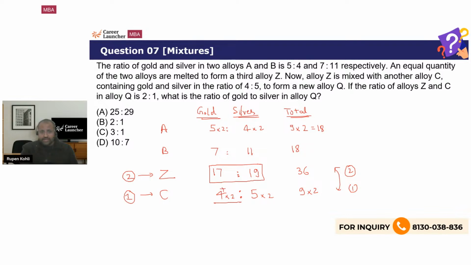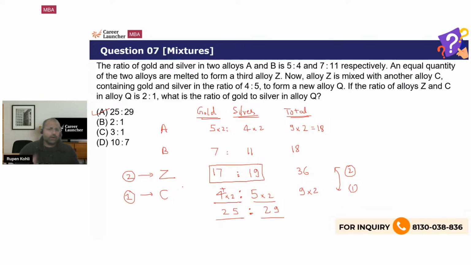17 plus 8, 25. 19 plus 10, 29. There goes your answer written in option A. That is the ratio of gold to silver in the alloy Q, which is finally found by mixing Z and C in the ratio 2:1.